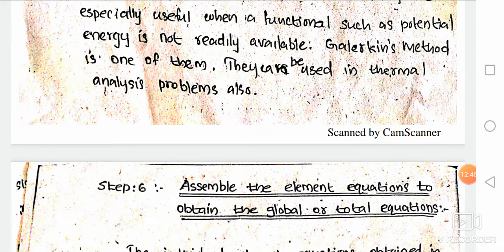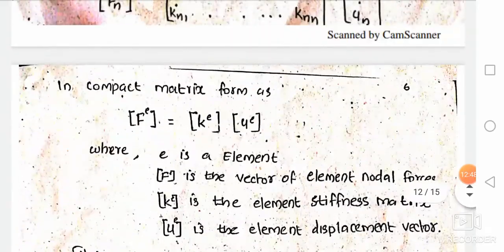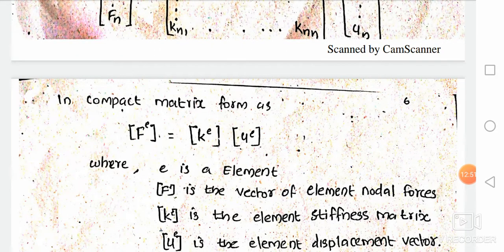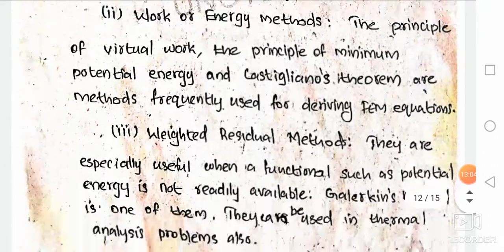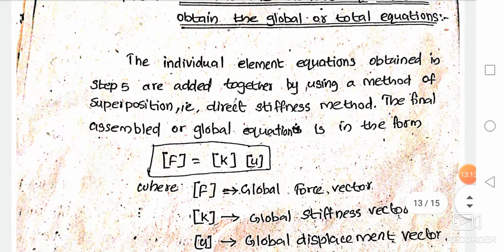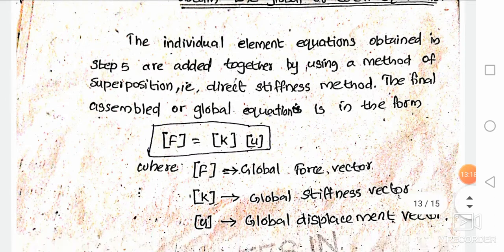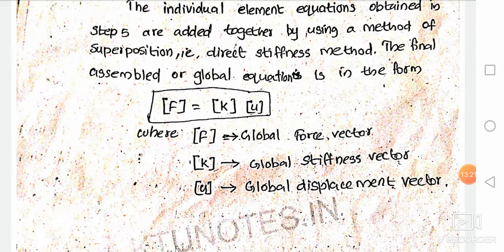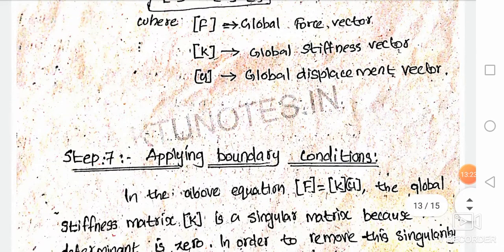The next step is step 6. In step 5, we get the element stiffness matrix. We combine these 5 element stiffness matrices and assemble them together to get the global stiffness matrix. That is, the next step is to assemble the element equations to obtain the global or total equations. F is equal to K into U. F means global force vector, K is global stiffness matrix, U is global displacement vector.